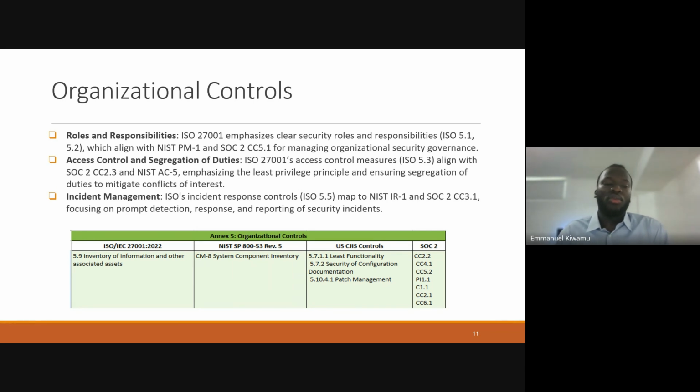And also importantly, they emphasize the need for incident management in terms of focusing on prompt detection and response. So we can see here from the screenshots an example of all the different 93 controls and how we map them across all the 4 standards using ISO as our baseline.